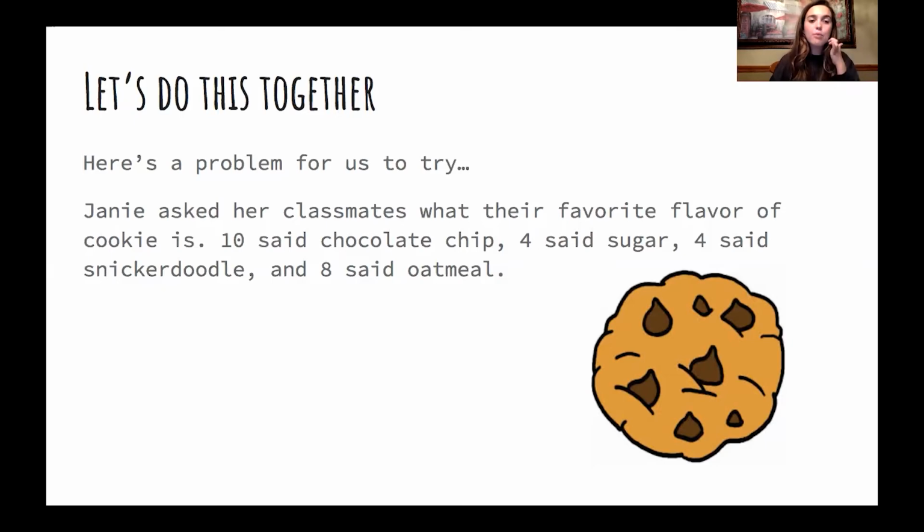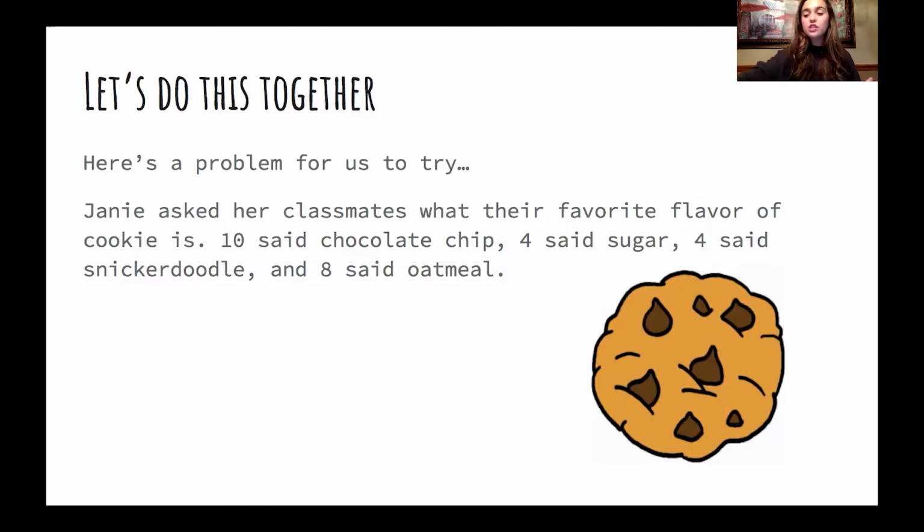And now let's label what we are putting on the x-axis. So that would be the flavors, right? So I'm going to write chocolate chip, and then we have sugar, snickerdoodle, and we have oatmeal. Perfect. So we have those 4 different flavors written out.